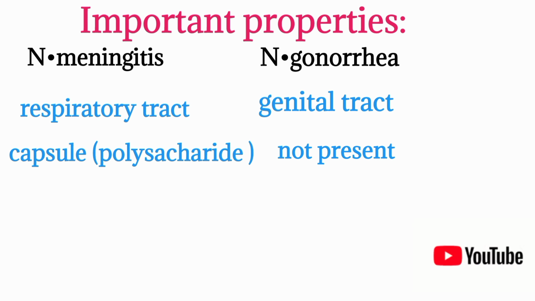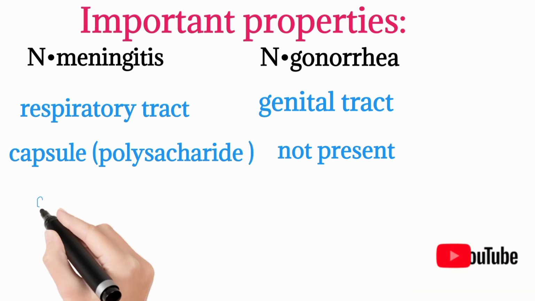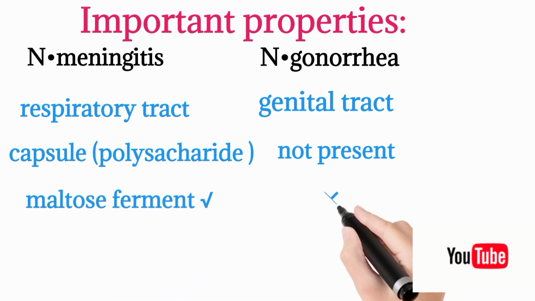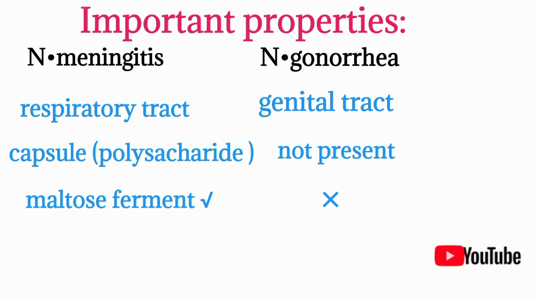Another important property is that Neisseria meningitidis is capable of maltose fermentation. So maltose can be fermented by Neisseria meningitidis. You can remember M for meningitidis, M for maltose. Maltose fermentation is a property of Neisseria meningitidis, whereas Neisseria gonorrhea cannot ferment maltose.